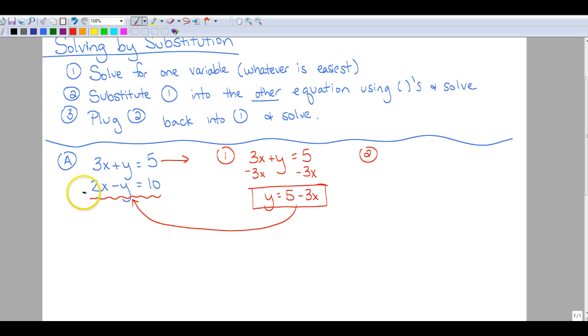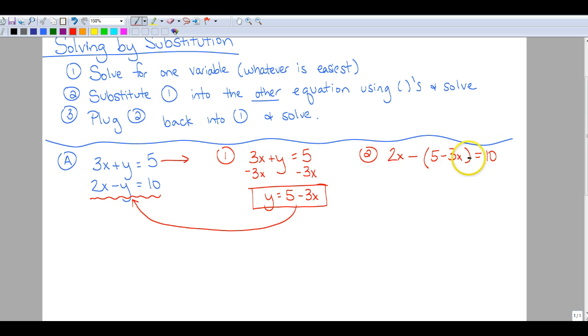So I'm going to rewrite this whole thing, except I have 2x minus, and instead of writing y, I'm going to use parentheses and put 5 minus 3x, because y is equal to 5 minus 3x. So all I did was replace the y with a 5 minus 3x, and then equals 10.